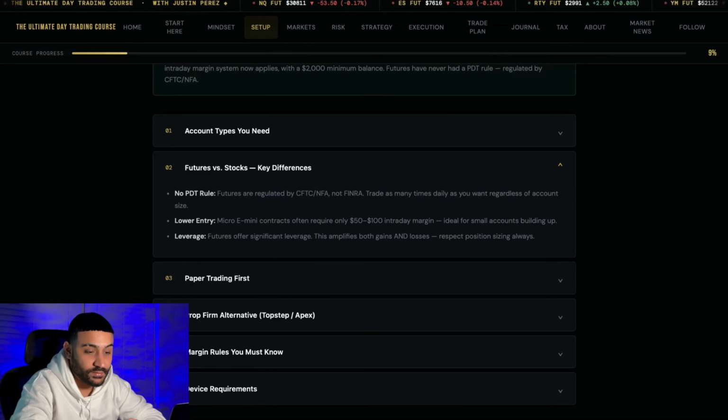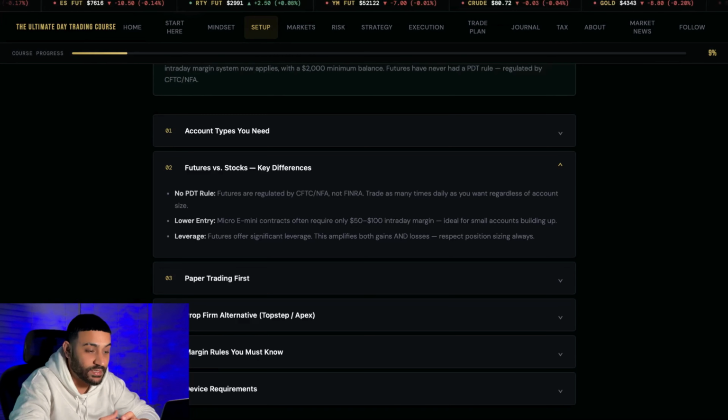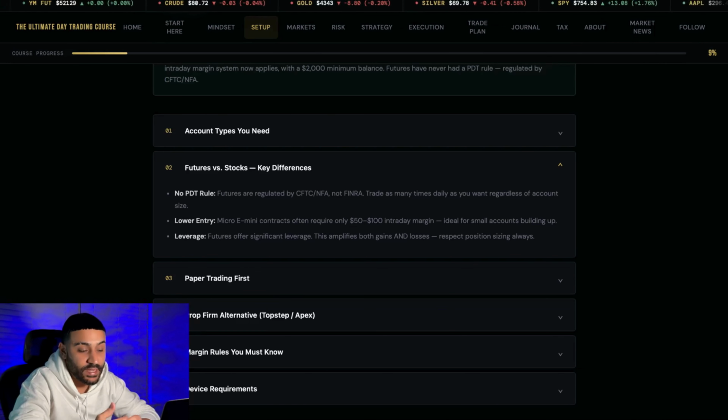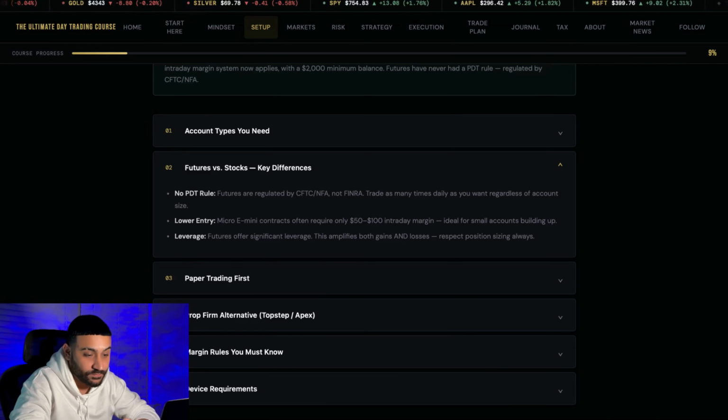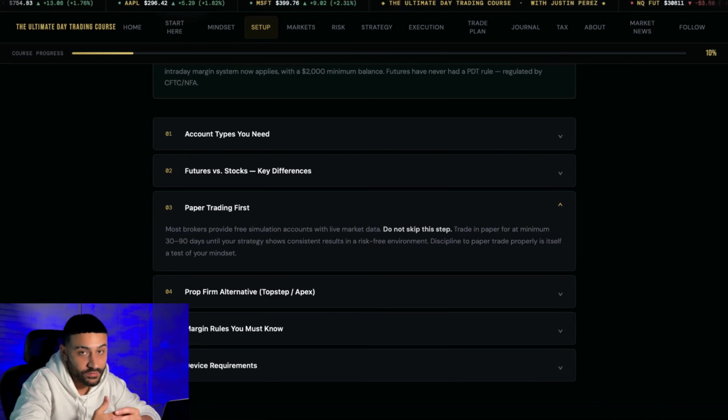Futures versus stocks. Here are the key differences. No PDT rule. Futures are regulated by CFTC, NFA, not FINRA. Trade as many times daily as you want, regardless of account size. Lower entry. Micro e-mini contracts often require only $50 to $100 intraday margin. Ideal for small accounts that are building up. Leverage. Futures offer significant leverage. This amplifies both gains and losses. Respect position sizing always.